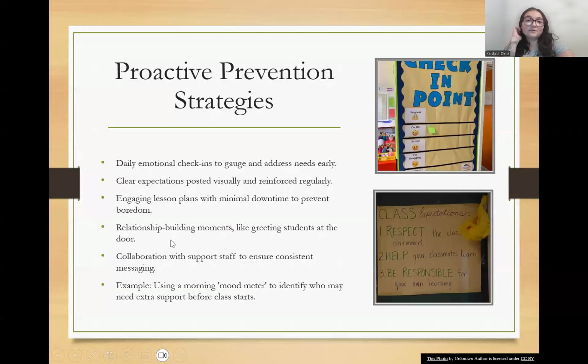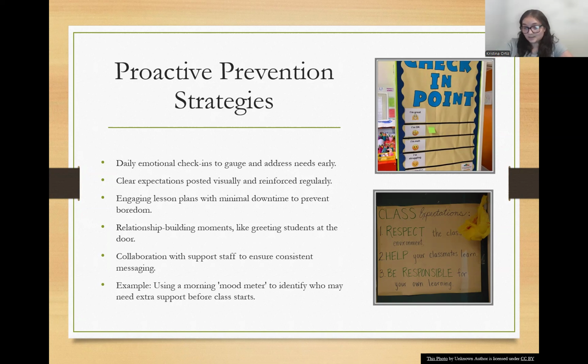Okay, proactive prevention strategy. So how can we potentially prevent these? So, daily emotional check-ins to gauge and address needs early on. So maybe, if you see in this picture, every day when students come in, they put a sticky note on how they're feeling. If you have a student that's struggling, maybe you pull them aside privately and ask them why. And that way we know early on that maybe they're in a bad mood or maybe we shouldn't push them too much.